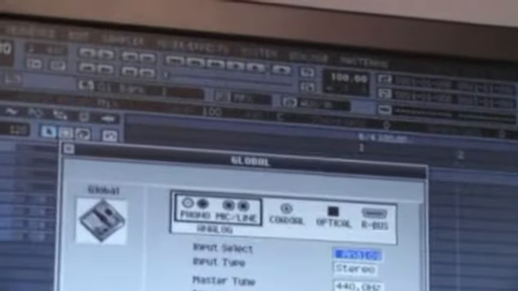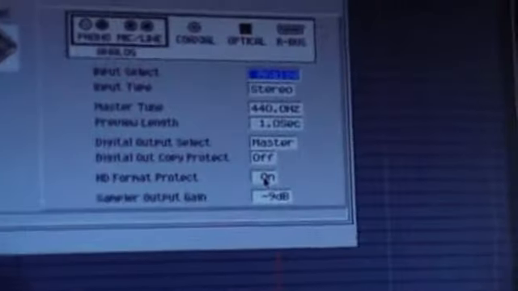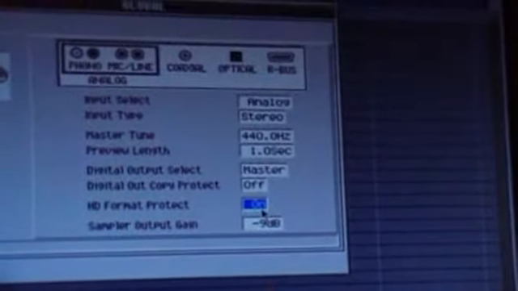Format. I have hard drive format protect on, so I have to turn it off. Now I have it hooked up to the VGA. I have to go to Global, wherever that is, and take the hard drive protect off. It's probably looking blurry to you guys, but you just have to go take the hard drive protect off. So we go to System, Global, hard drive format protect, off.